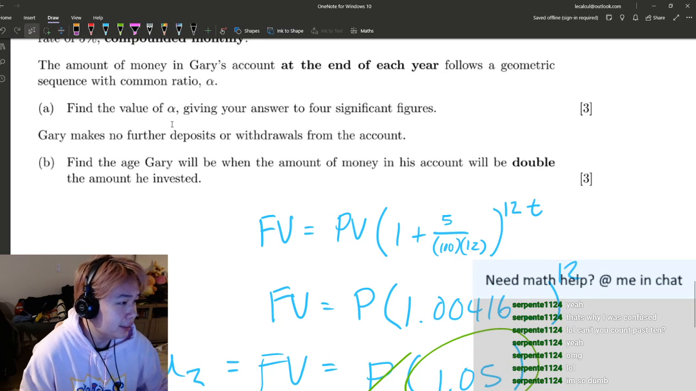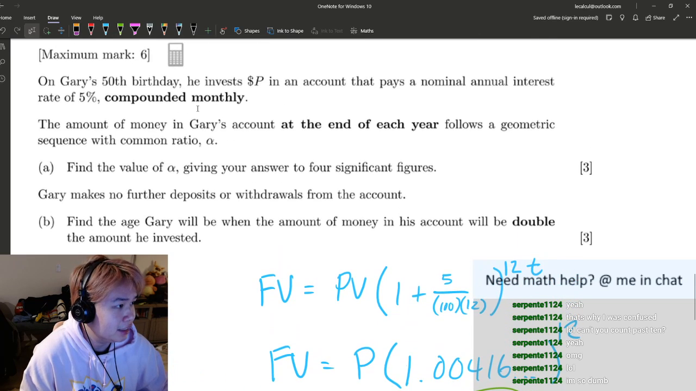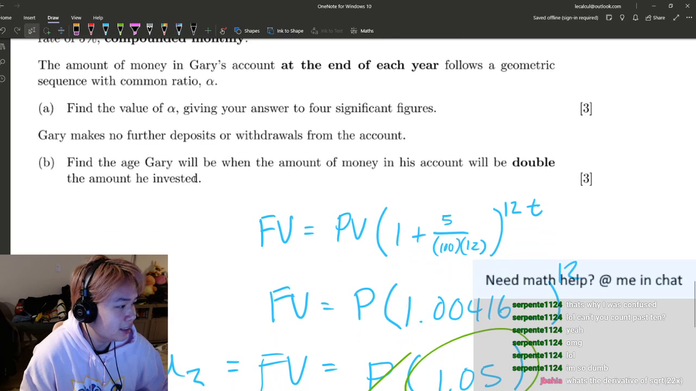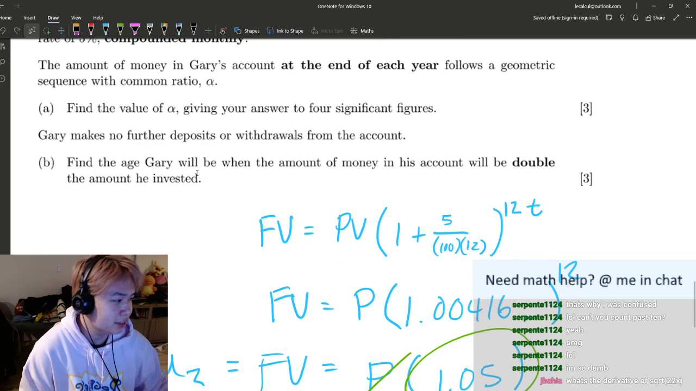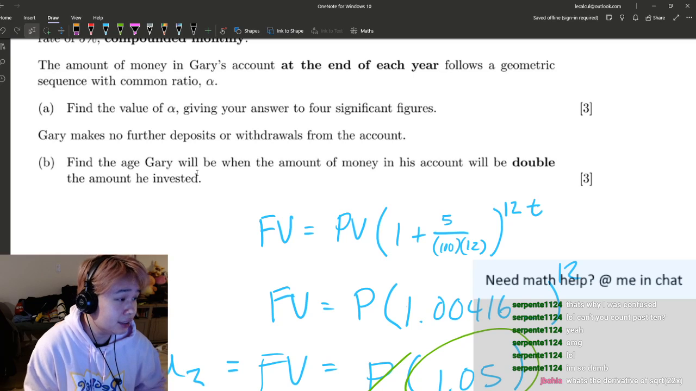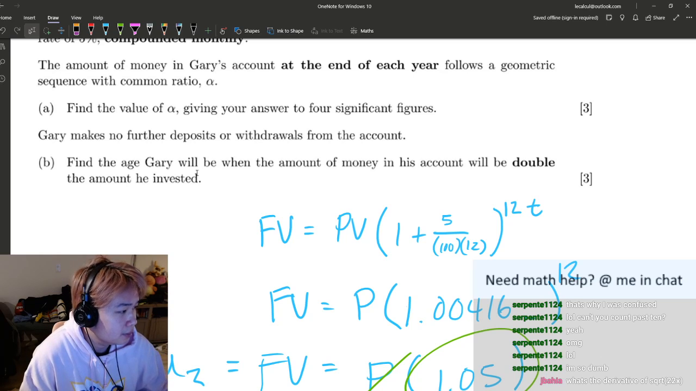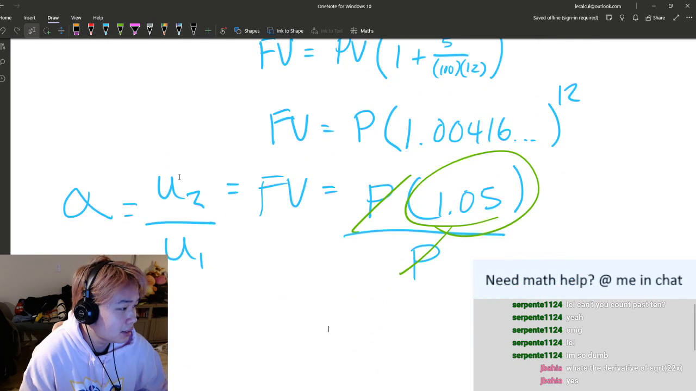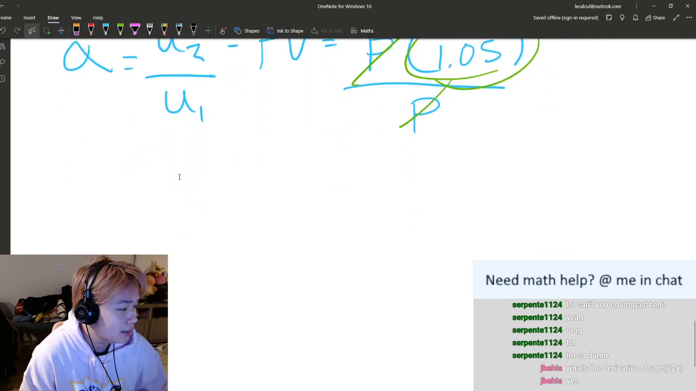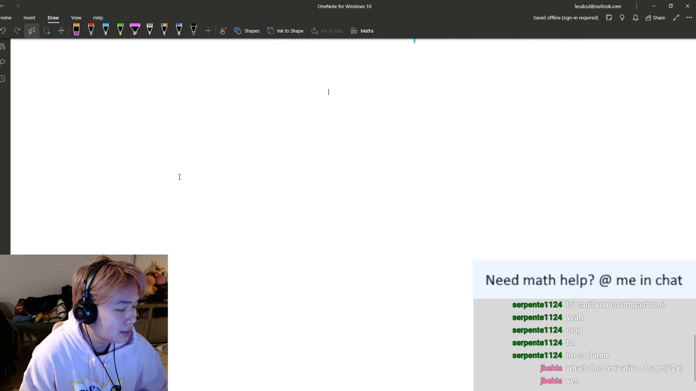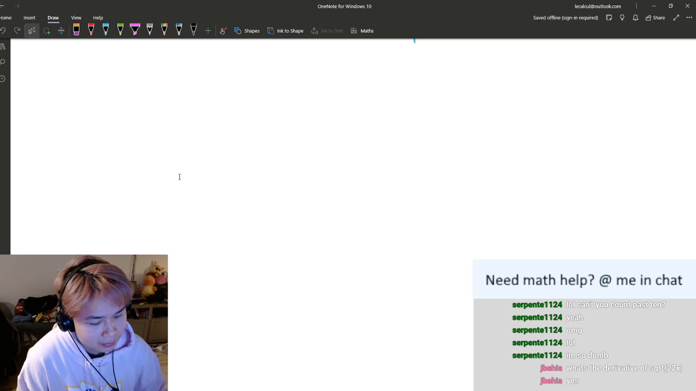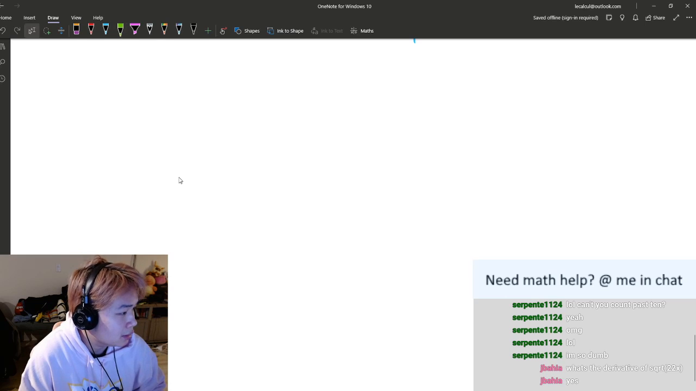Okay, so we found alpha, and then Gary will make no further deposits. He's 50 years old and he just started saving, and he's not going to invest anymore. What is the derivative of 22x? Are you allowed to use derivative rules, Jazz, or do they want you to do this in like first principles or something, using the definition? You're allowed to use rules? If you're allowed to use rules, then you just use what we learned.